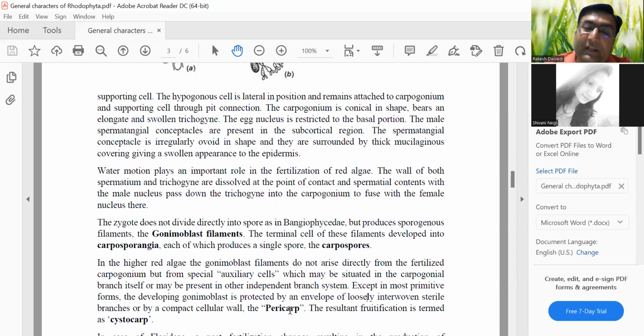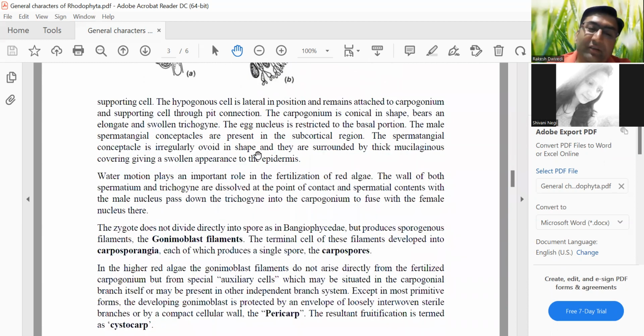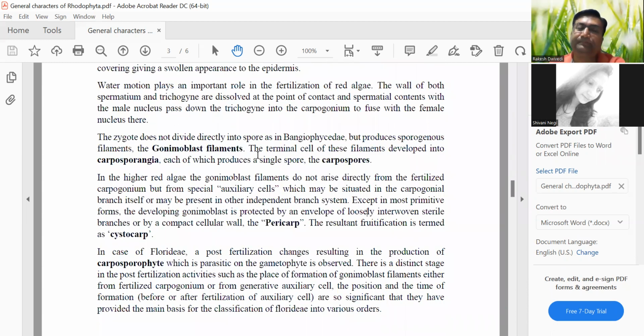So this gametophyte wants to protect the carposporophyte by making a covering known as pericarp. So pericarp is the covering around the carposporophyte, and the whole structure pericarp plus carposporophyte together known as cystocarp, right? Yes, sir. In case of Floridae, the post-fertilization changes resulting in the production of the carposporophyte, which is parasitic on the gametophyte. As I told you earlier, carposporophyte is always dependent on the gametophyte for its nutrition.